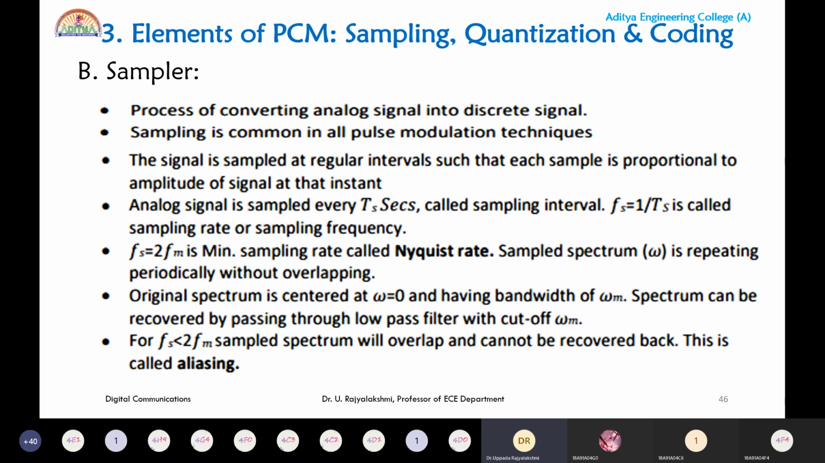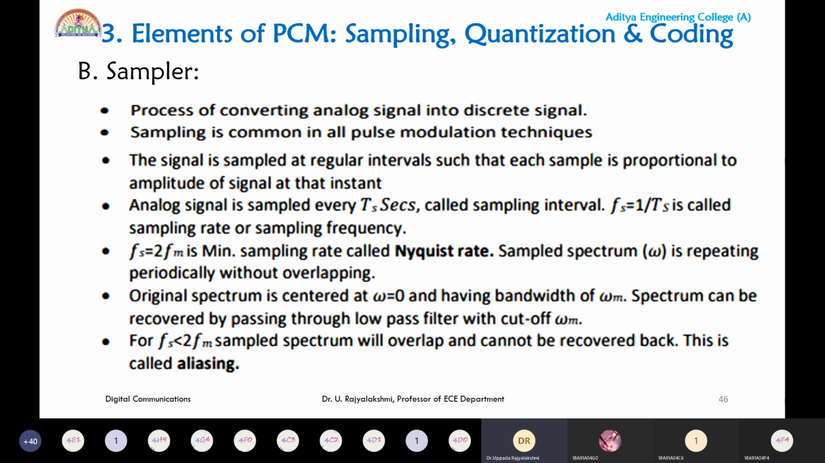The low frequency component, that is the plus or minus omega m component, gets overlapped with the unnecessary higher frequency components. Okay, so that problem is generally called the aliasing effect. So we can overcome that aliasing effect by considering the sampling rate greater than or equal to the Nyquist rate. Okay, this is all about the sampler.